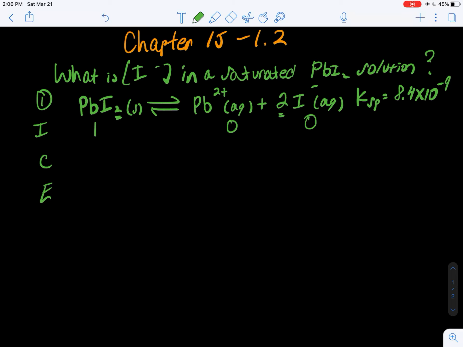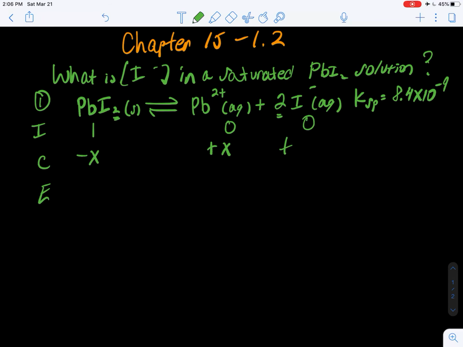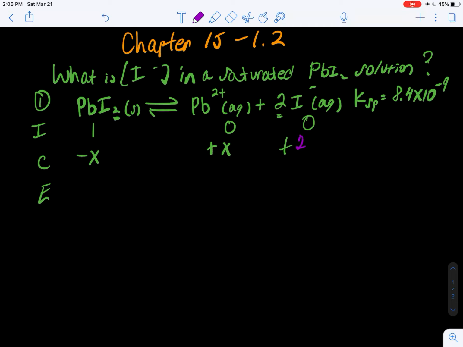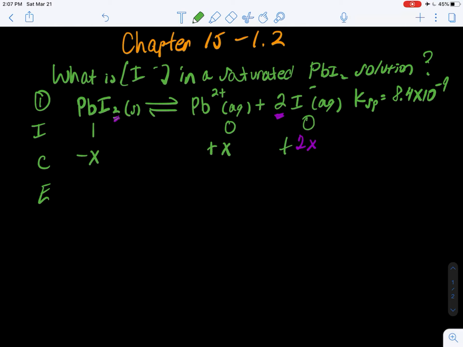And as this substance reaches equilibrium, it's going to dissolve slightly. The concentration of lead-2 ions is going to increase, and the concentration of iodide is going to increase. And I want to emphasize here that it's going to go up by 2x because of the 2. All right. And that's the number one thing that students can leave off by mistake when doing these ice tables. So add your columns. We have 1 minus x, we have x, and we have 2x.